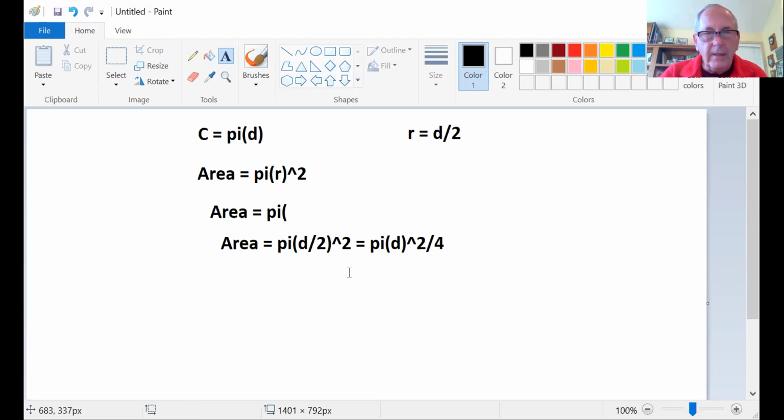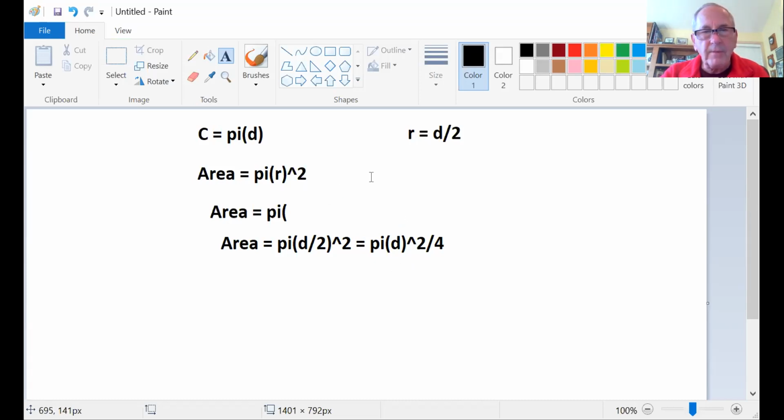So if you have d, and you're too lazy to figure out what r is, you can put d squared divided by 4. It's the same thing as putting r in there, because r squared is d over 2 squared, and you're squaring the 2 also, so it becomes d squared over 4. So sometimes you'll see it like that. That's all I'm trying to say.